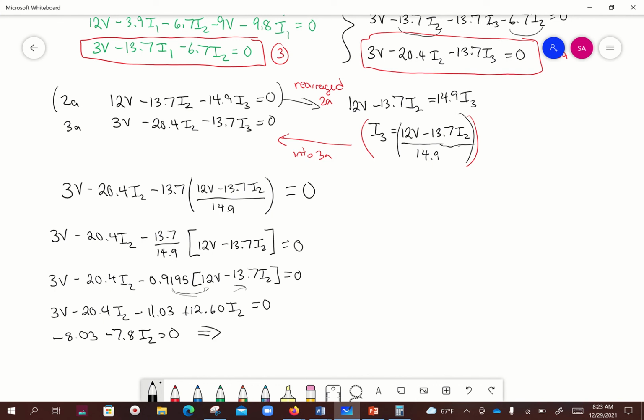So for I2, let's bring one term over to the other side. So 8.03 is equal to minus 7.8 I2. So I2 is equal to 8.03 over minus 7.8. So I get minus 1.03 approximately amps. All right, so why does it come up as a negative current? That negative means when we drew the picture, we drew the arrow the wrong way.